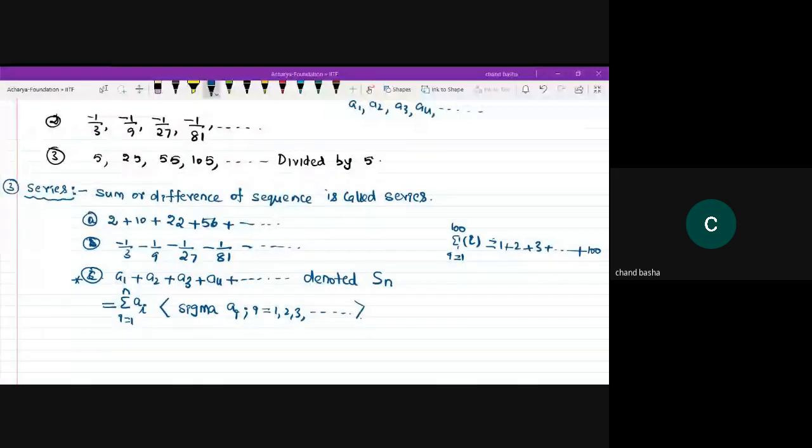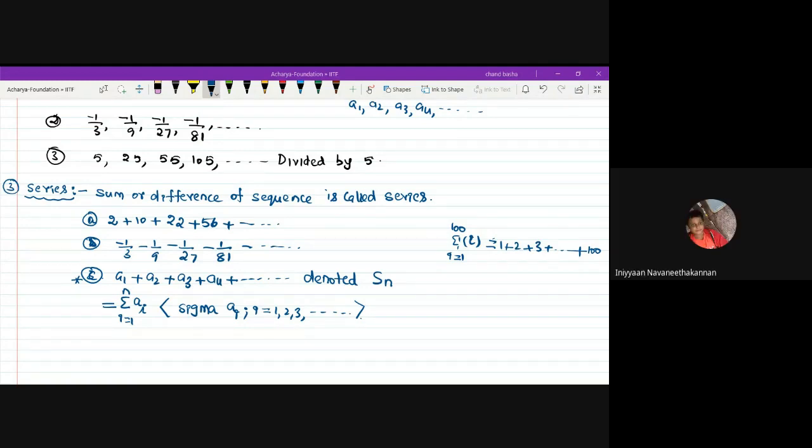Sir, in sigma, on the top, the N, what is the value of N, sir? N is the last number, any value. So here I am taking I is equal to 1 to 100. N is the last value, 1 is the starting value. I is the representation. Instead of writing 1, 2, 3, 4, 5, 6, it is one notation.